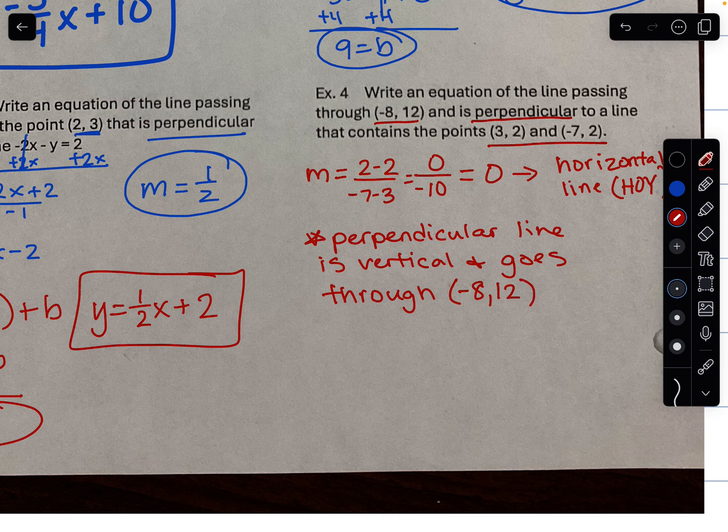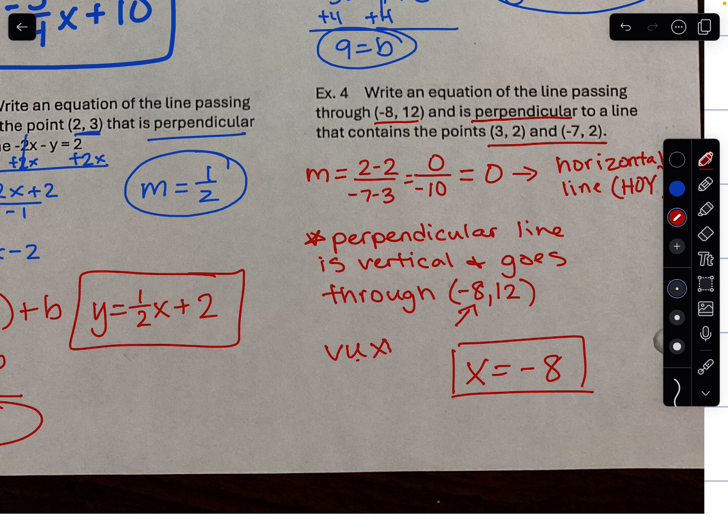Okay? Now, remember, when we write a vertical line, undefined, we use what variable? X. So our equation should be x equal to what number? How do you know that? Yeah, negative 8 from your ordered pair, so it has to be x equal to negative 8. Good.